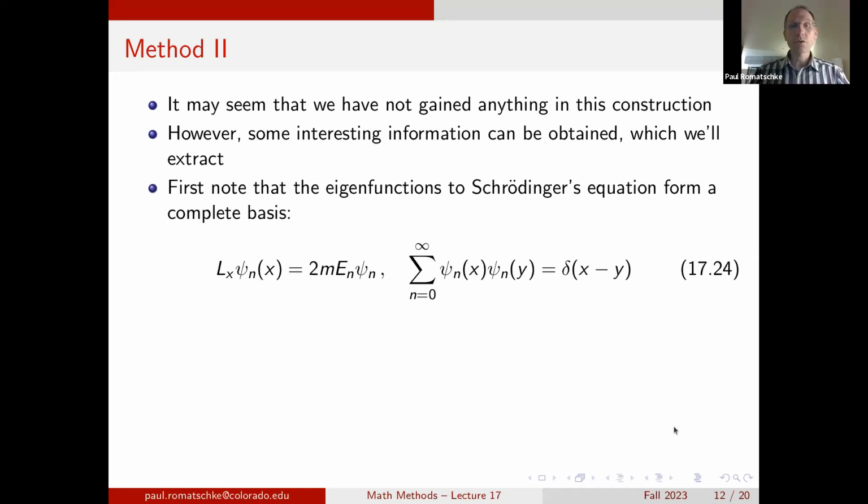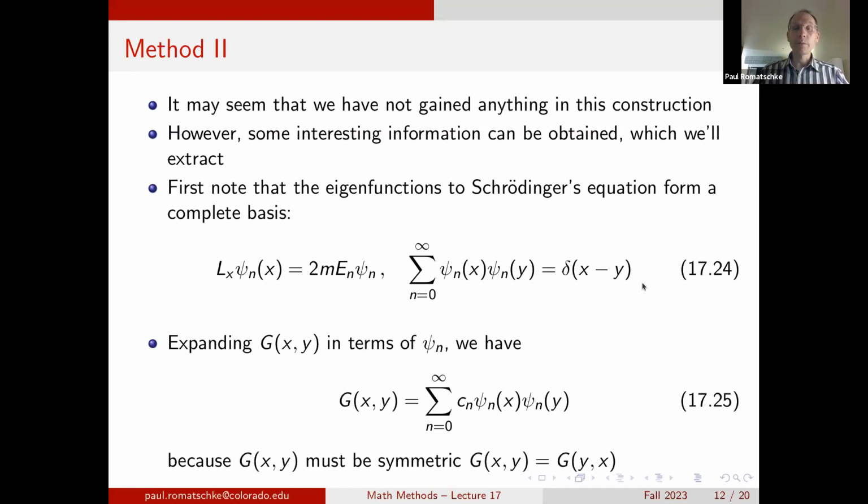To see this, first note that the eigenfunctions to Schrödinger's equation form a complete set of basis states. In particular, the psi n's are the eigenvectors of the differential equation, and the E n's are the corresponding eigenvalues. The psi n's are complete, so the sum over psi n of x, psi n of y, summed over all n, just reproduces the Dirac delta function of x minus y.